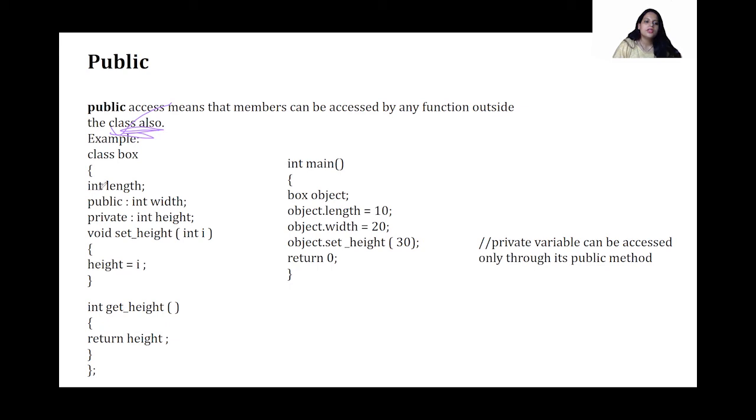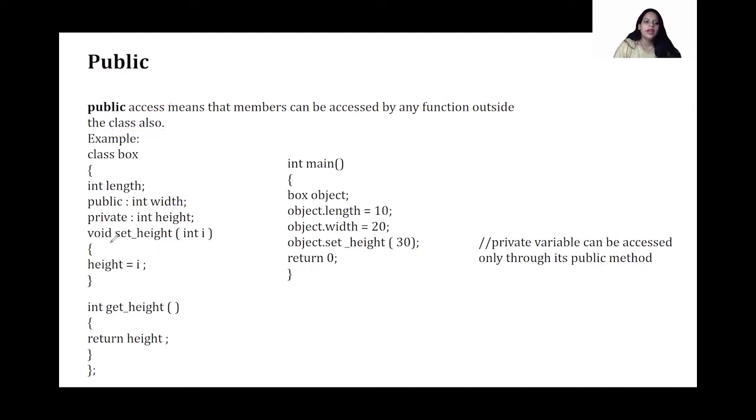So I have mentioned int length. Look at here, I have not mentioned any specifiers here. So by default, this is going to be private, isn't it? Now, under public, I have int width. Under private, I have int height. Now, see how it is going to be accessed.